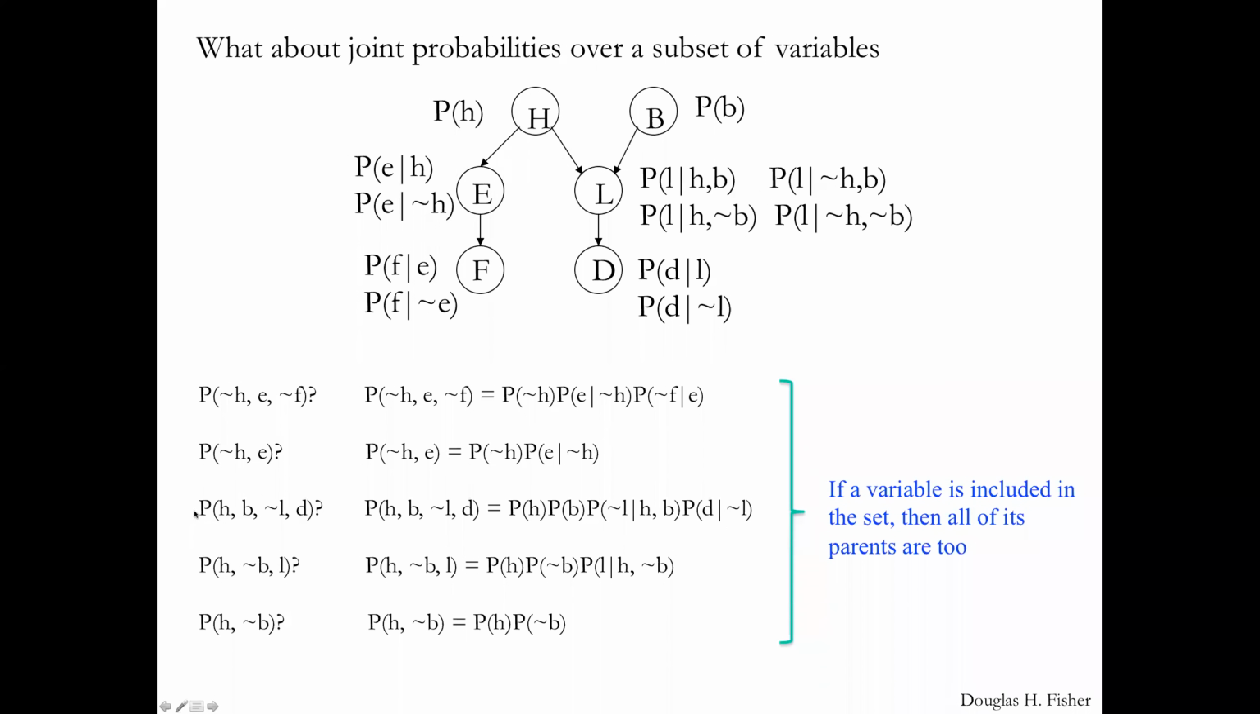Let's look at this one, the probability of H and B and not L and D. I'm simply going to rewrite the joint probability as the probabilities involving those various values that are found in the probability tables. And you can confirm that for these other conditions, including this last one, the probability of H given not B, because these two variables are independent, it's simply going to be the product of those two variables.